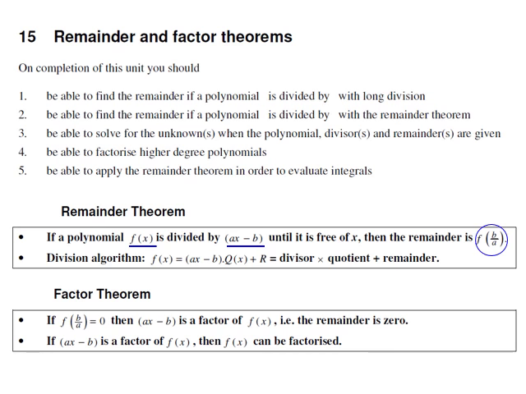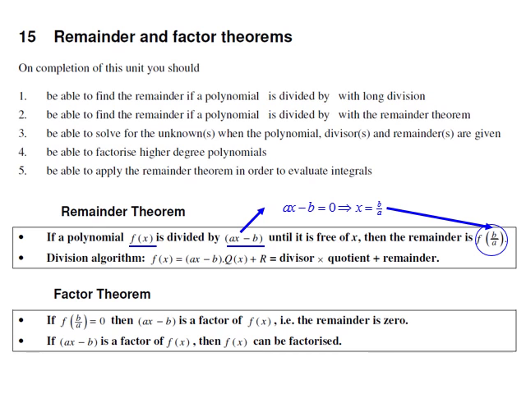So where does that b over a come from? If we take ax minus b and equate it to 0 and solve for x, we get that x is b over a, and therefore the remainder is given by f of b over a. Now, the remainder theorem also tells me that f(x) can then be written as the divisor times the quotient plus the remainder. The factor theorem is just a corollary of the remainder theorem.